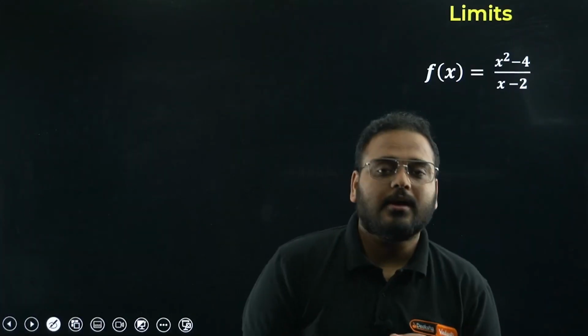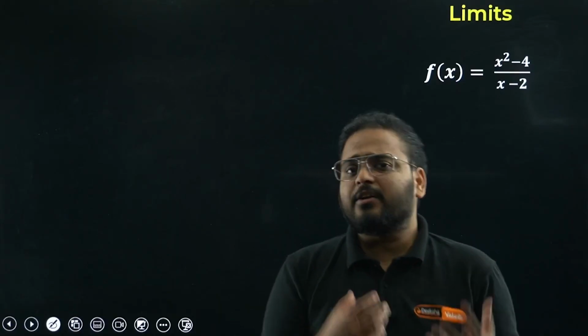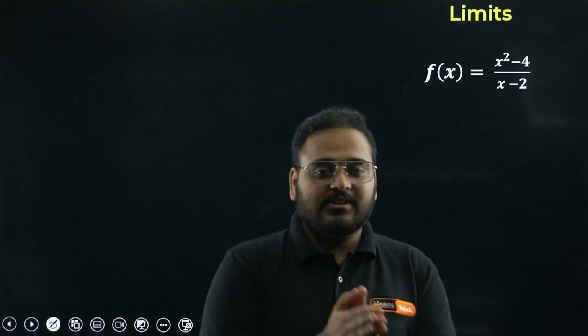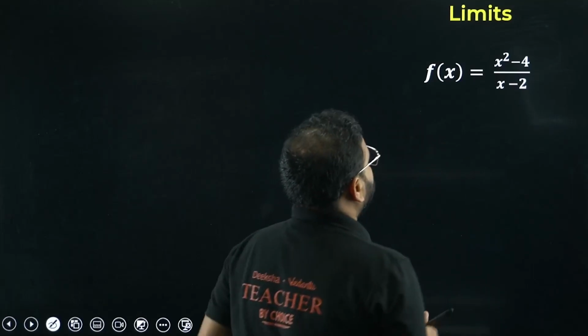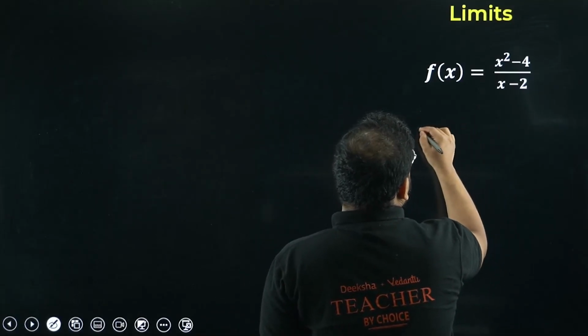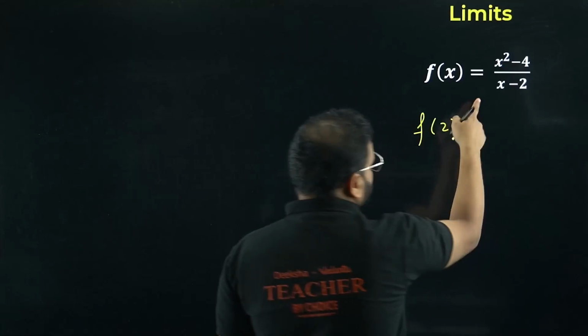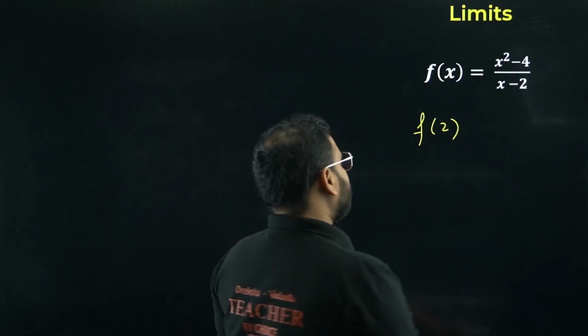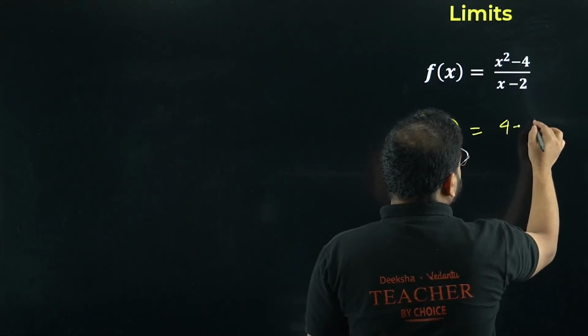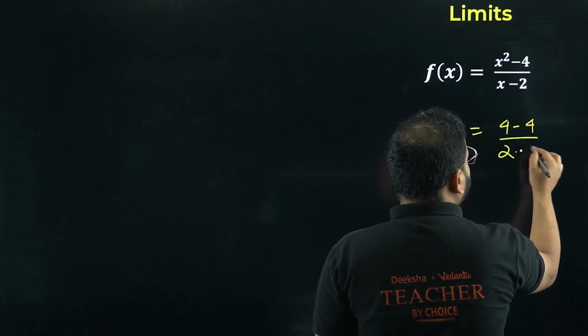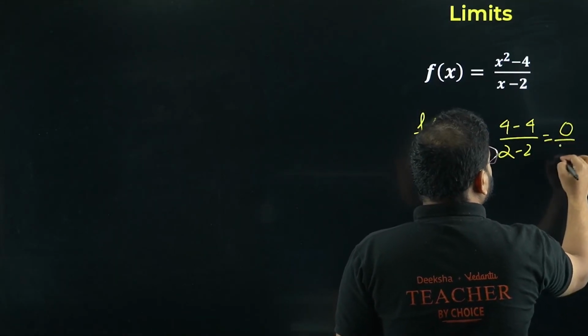So limits. Okay, so what is the need of limit? What is the need of limit? For example, whenever a function cannot be defined at a point. I've taken a function like this. Let's say I want to find the value of f of 2. Can you define it? You can't define it. Please check. It will become 2 square, which is 4, minus 4, upon 2 minus 2, which gives me 0 by 0.